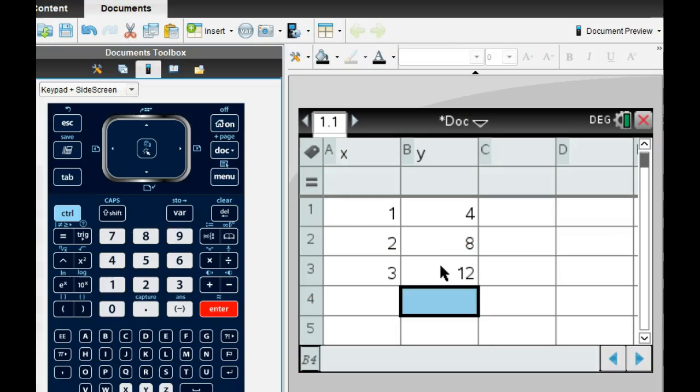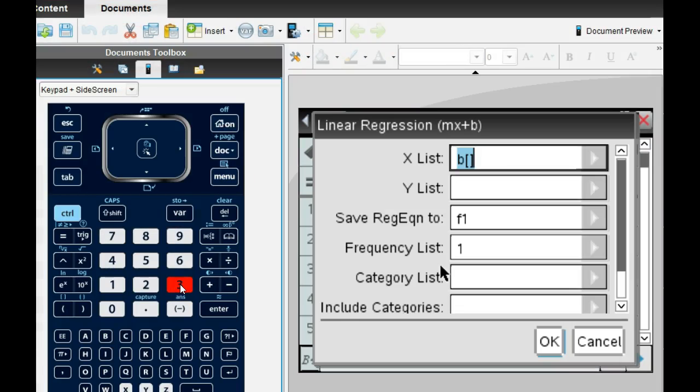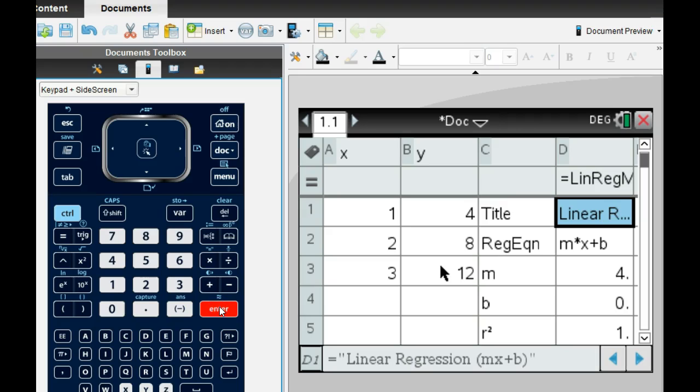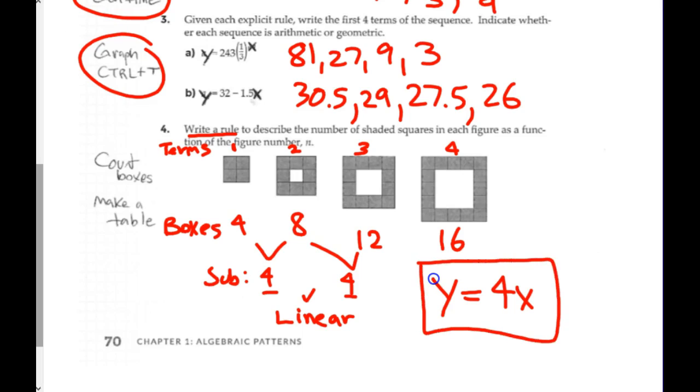So since this is linear, I have to hit menu 4, 1, 3 because it was adding 4 each time, right? So x, y. So my equation is 4x plus 0. And you don't actually have to write 0, just y equals 4x. Okay? Cool. Alright. Next.